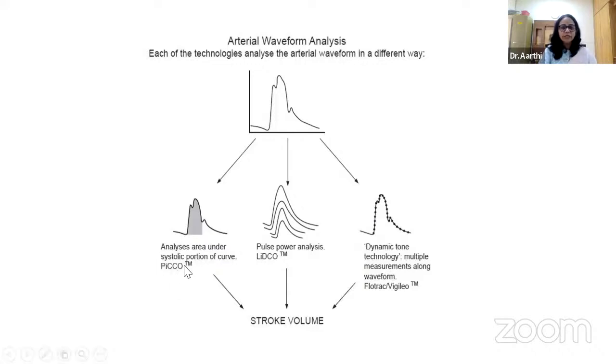In the PiCCO technique, as I was mentioning, they analyze the area under the curve. And in case of LiDCO, pulse pressure analysis is the methodology used to analyze the arterial waveform. And in FloTrac and Vigileo, dynamic tone with multiple measurements are done, analyzing the multiple waveforms to derive and measure the stroke volume, and indirectly the cardiac output.